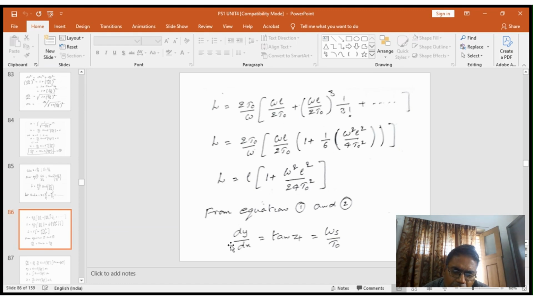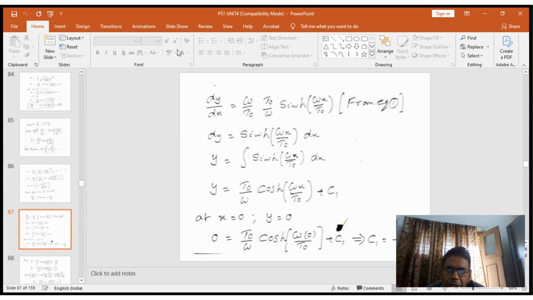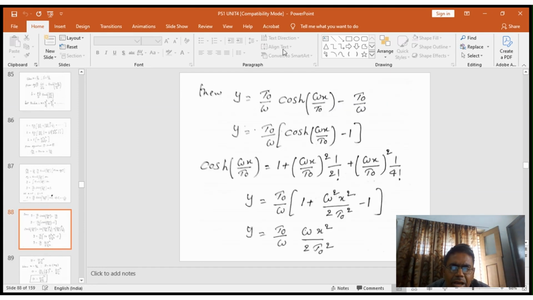From equation 1 and 2, dy by dx is equal to tan psi, that is equal to omega x by T naught. Then substitute here: dy by dx is equal to sinh of omega x by T naught. dy is equal to sinh of omega x by T naught into dx. Y is equal to integral of sinh of omega x divided by T naught into dx. Y is equal to T naught by W cosh of omega x by T naught plus c. At x is equal to 0 and y is equal to 0, then c is equal to minus T naught by w. Substitute in this formula, then y is equal to T naught by w cosh of omega x divided by T naught minus T naught by w.